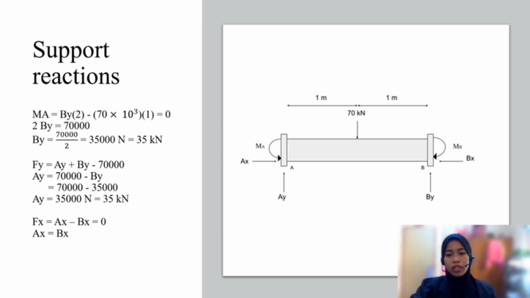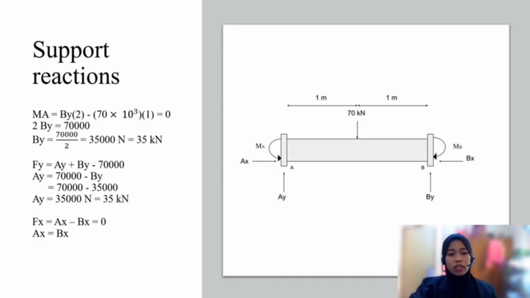Moving on to the superposition of the beam. Because this is a fixed beam, there is rotation at both ends of the beam. Taking moments at point A, we get the upward force at point B is equal to 35 kN. Next, sum of forces in the y direction is equal to upward force at point A plus upward force at point B minus the 70 kN load. So we get upward force at point A is equal to 35 kN too.